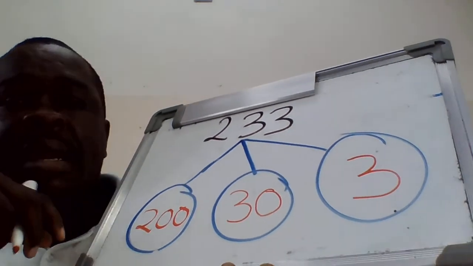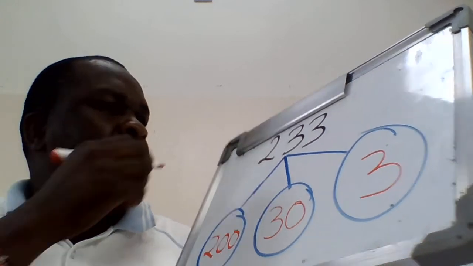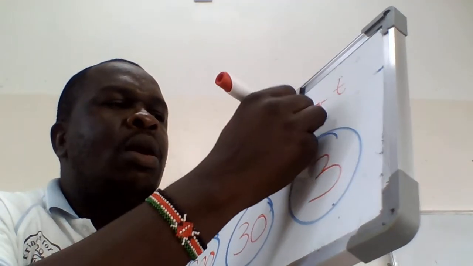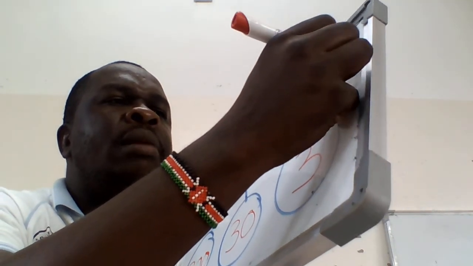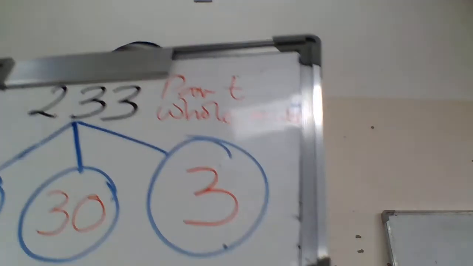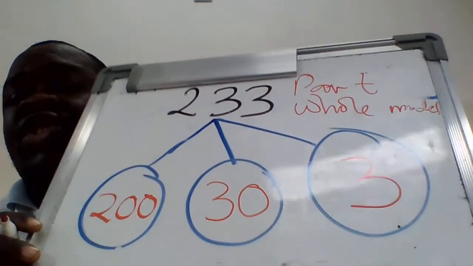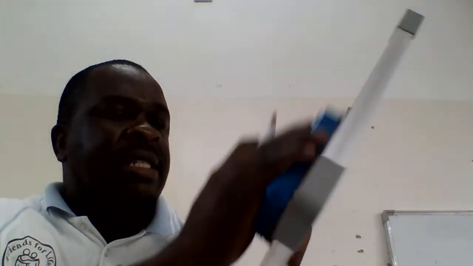We call this one the part-whole model. Somebody can ask you such a thing. Don't be a stranger. Don't get stranded. That is how it is done.